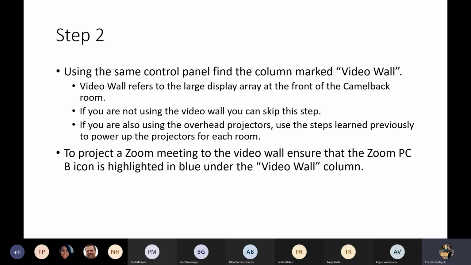Step 2, using the same control panel, find the column marked video wall. We'll show you in a second. Video wall refers to the large display array at the front of the Camelback room. If you are not using the video wall, you can skip this step.